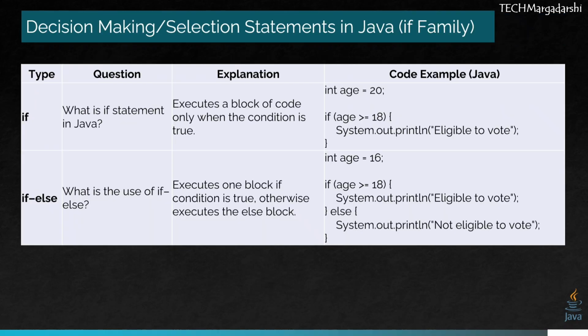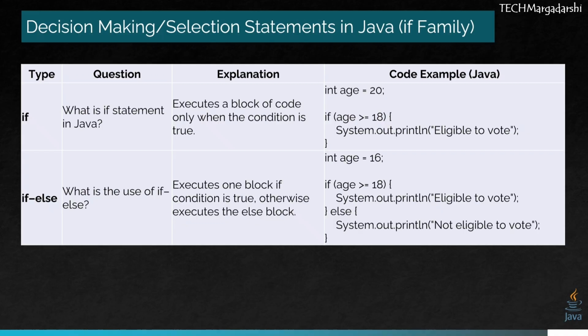Decision making or selection statements in Java, the if family. Now let's understand decision making statements in Java, also known as the if family. These statements help Java decide which block of code to execute based on conditions. First, we have the if statement. The if statement executes a block of code only when the given condition is true. For example, checking whether a person is eligible to vote.